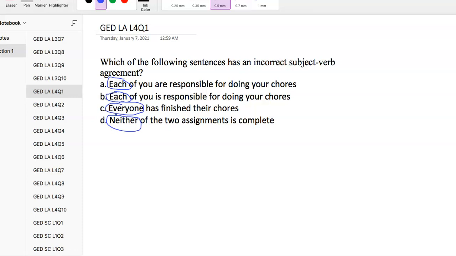Okay, so let's look at the verbs. Each of you are, that's plural, so this one is wrong. Let's look at the other ones, hopefully there aren't two that are wrong, that would be confusing. Each of you is. Good, each and is are both singular. Everyone and has, and then finally, neither and is. So B, C, and D look good. A does not look good. Because we have each and are, that is incorrect subject-verb agreement.